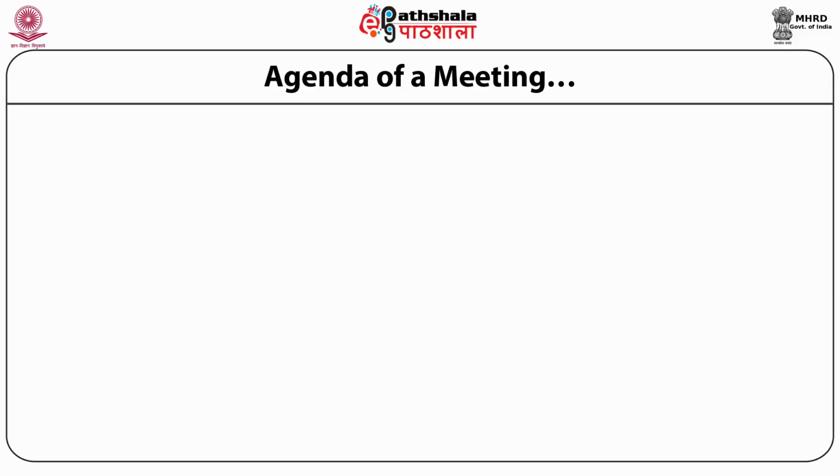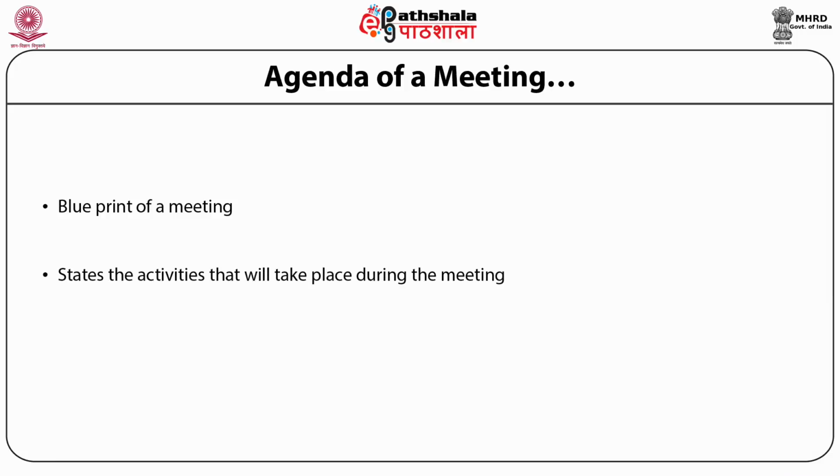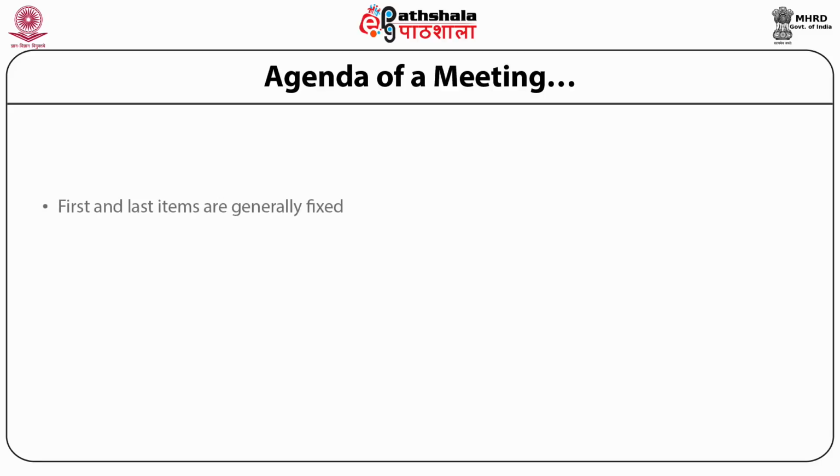A meeting agenda is also considered a blueprint of a meeting. It states the activities that will take place during the meeting. An agenda provides a guideline for the members to think and prepare about issues to be discussed. It steers the meeting towards completion. An agenda also ensures that no issue is left unattended during the meeting. Generally, a similar format for writing an agenda is adopted by organizations. For example, the first agenda item for most meetings is confirmation of minutes of the previous meeting.